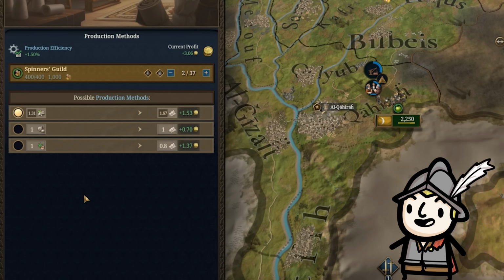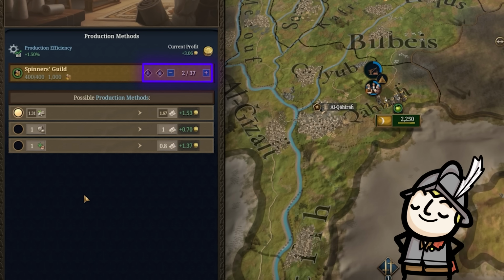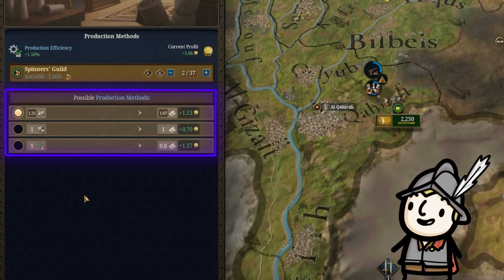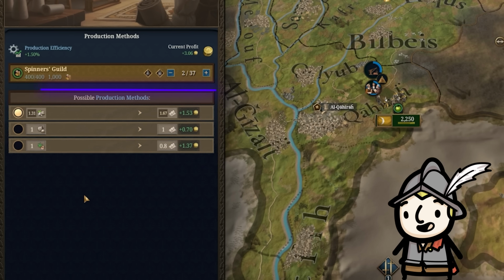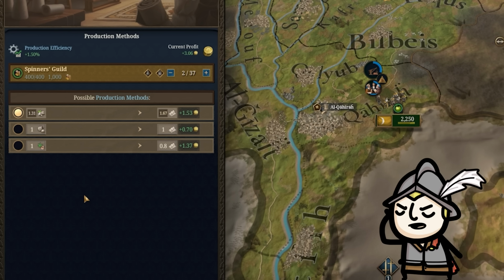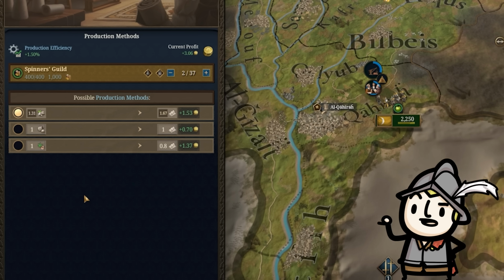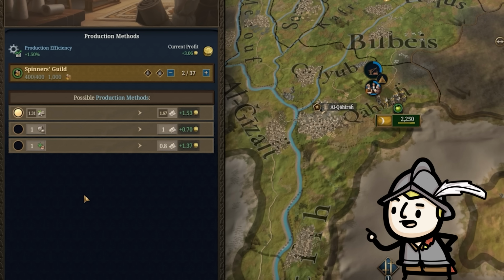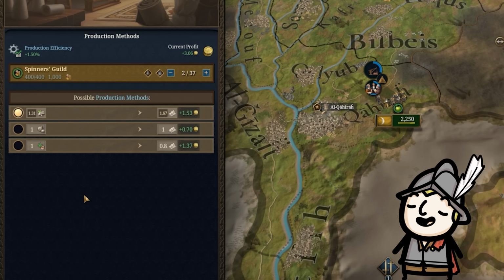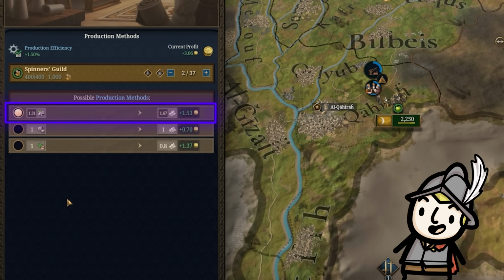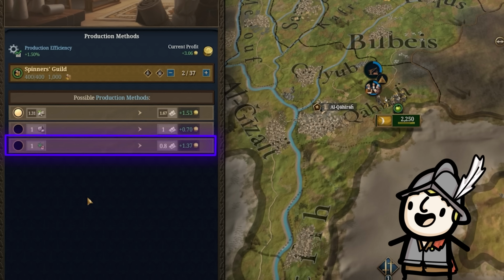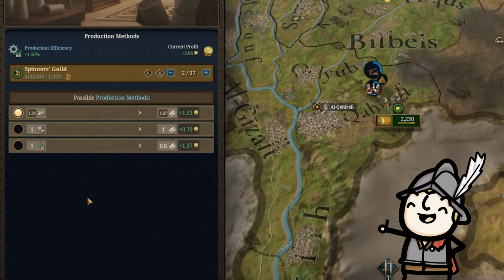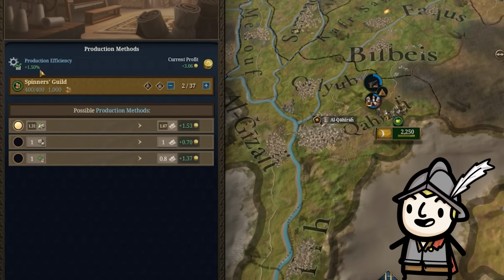In this case, we're looking at a spinner's guild, 2 levels of it. You can see that we can change the production methods that we talked about before to use different inputs to create different outputs. And when I say a different output, I really mean most of the time it's going to be a different amount of the same output for a different input. So you can see we're using cotton to output 1.67 cloth. Or we could use wool to output 1 cloth, or fiber to output 0.8 cloth. But anyway, production efficiency. It's listed here.